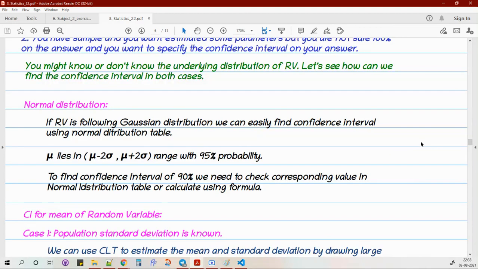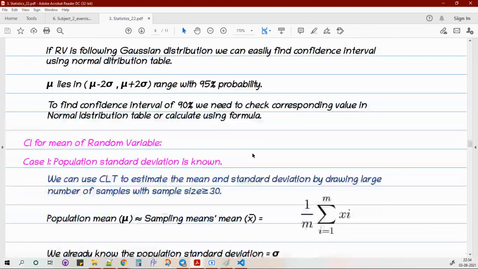Because 95% of data lies between mu minus 2 sigma and mu plus 2 sigma, so there is a 95% chance that mu lies in this range, like 150 minus something, 150 plus something. I'm just taking a random example. If it is a normal distribution, then our life is simple. To find the confidence interval for 90%, we just take the corresponding value in the Z table, or calculate using that crazy looking formula, 1 divided by sigma root 2 pi e to the power something.